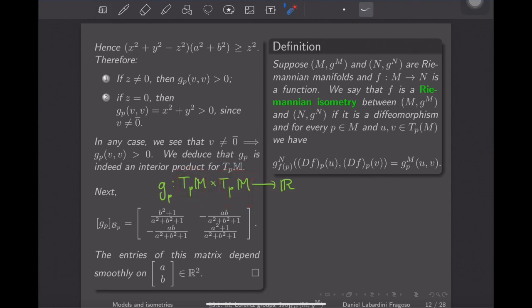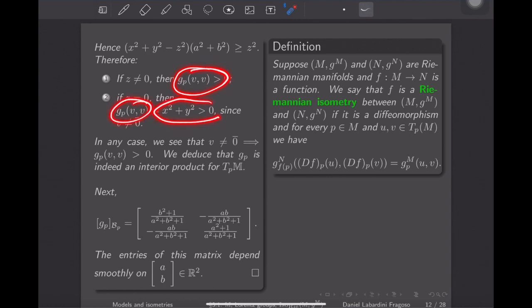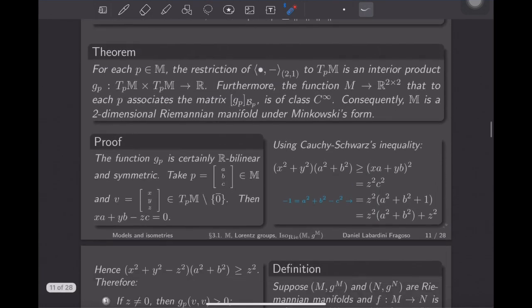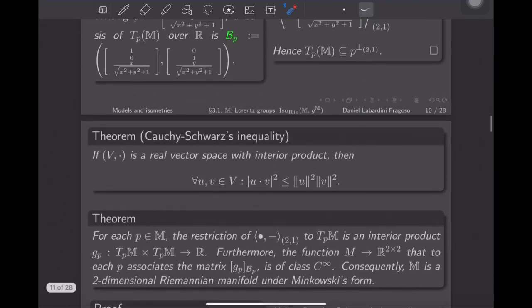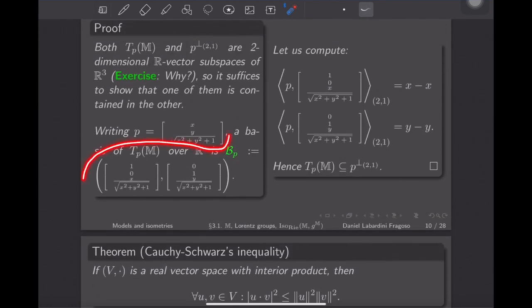Right. Sorry. But that cannot be the case, right? Because paired with itself is positive. So actually this non-degeneracy is already part of this statement, which we already did. And now notice, for each point P, I computed already a basis of the tangent plane. Right? So here it is.